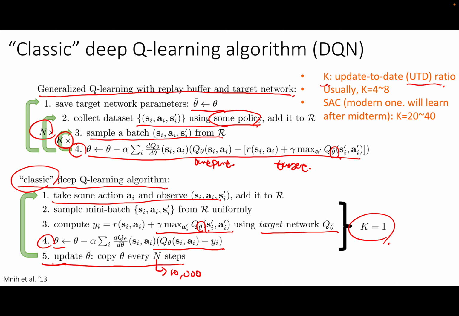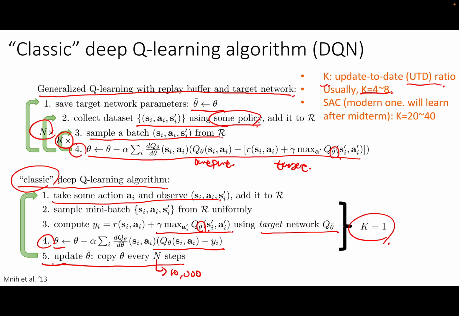If we increase k, then we can make training faster, of course, right? Because we can sample multiple batches from the replay buffer, and then we can update theta multiple times, so that we can make training faster. Usually k is decided in a range of 4 to 8.